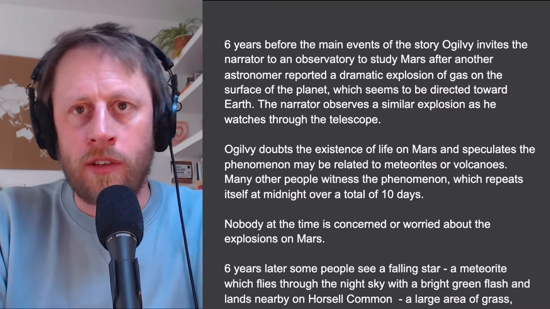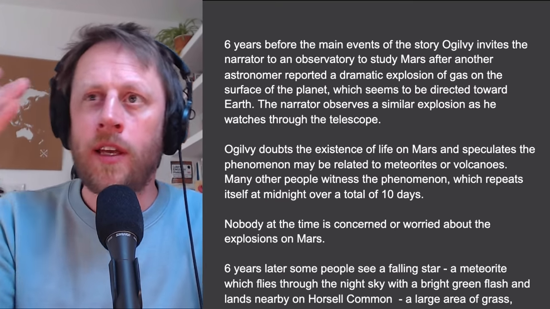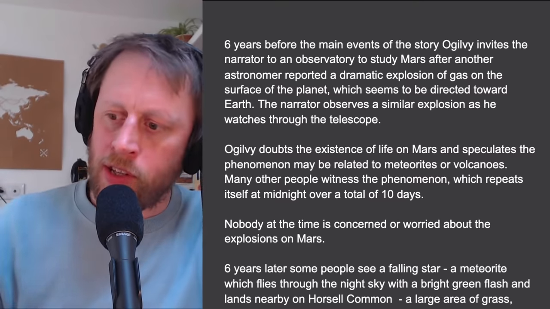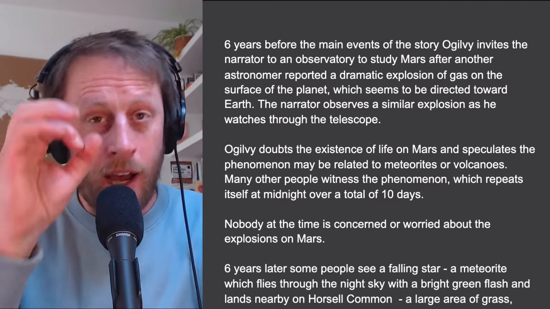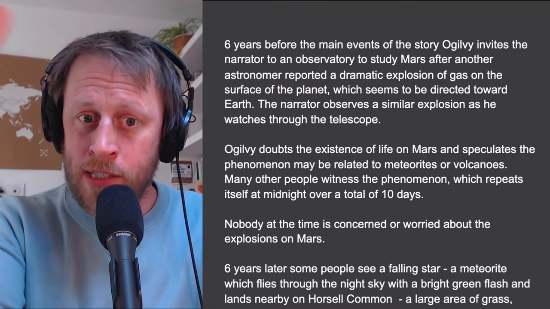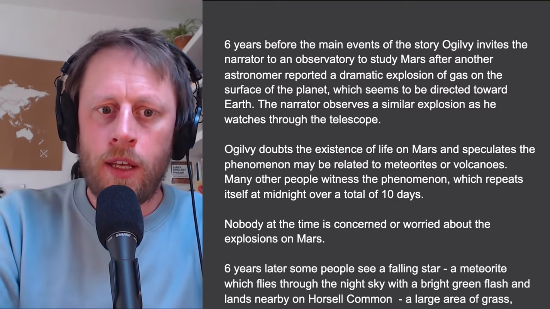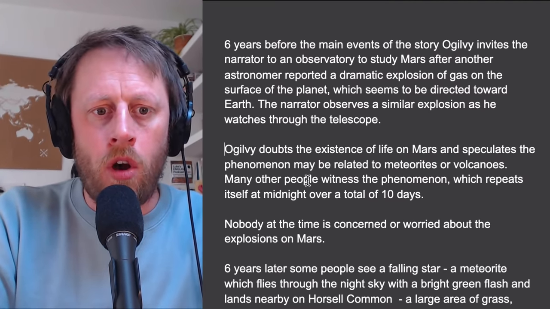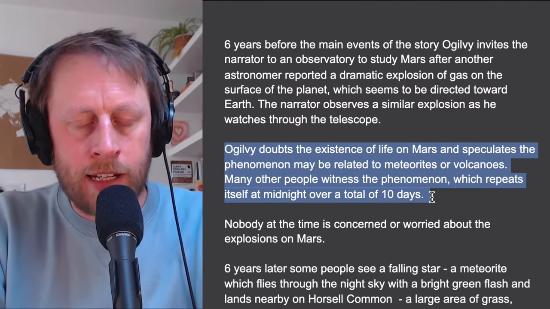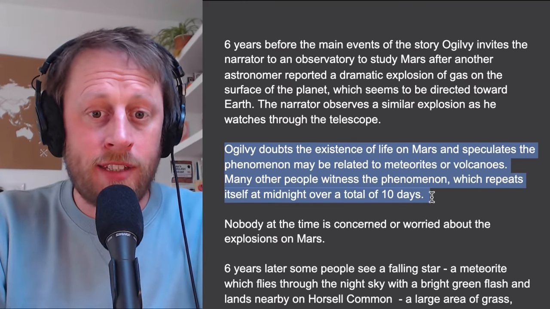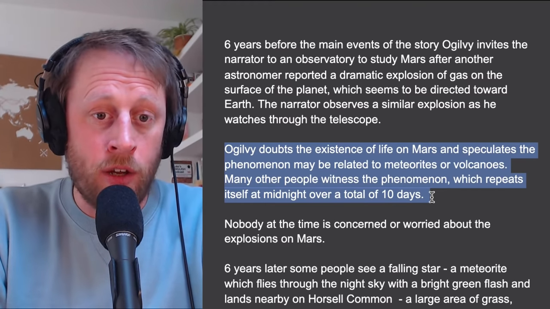Right, so scientists have observed explosions on Mars, and Ogilvy says to the narrator, come over to the observatory and have a look at Mars. And so he looks through the telescope, and while he's looking, he sees some of these explosions. Now, Ogilvy doubts the existence of life on Mars and speculates the phenomenon may be related to meteorites or volcanoes.